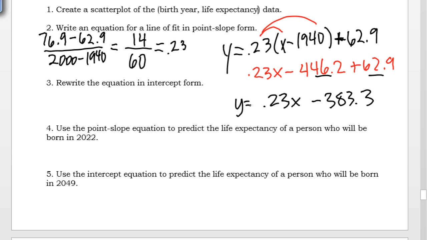So here's my equation in intercept form. Now, remember what this means, which doesn't really fit into the context of our situation, but in the year 0, people had a life expectancy of negative 383 years.